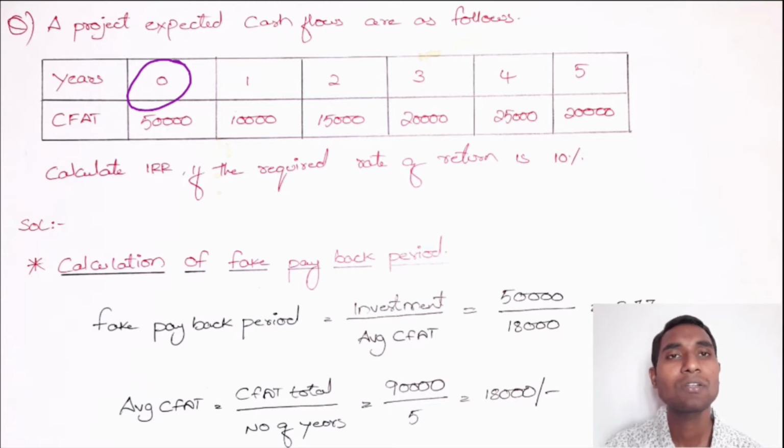In the basic concepts of capital budgeting, we have understood that for the cash outflow, time period T equals 0, and for the cash inflow, time period T equals 1 to nth year. So by 0th year we mean that it is investment. It is very simple. Now calculate the IRR if the required rate of return is 10%.